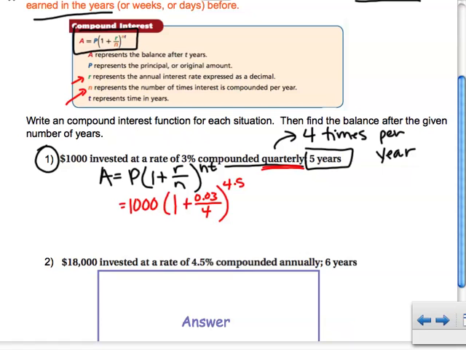And we're just kind of plugging and chugging here, guys. 1,000 times, and grab that calculator, 3/100 divided by 4 is a fairly small decimal, plus 1, 1.0075, and then up here we'll have 20. From there, I can just simply plug that into my calculator again to the 20th times 1,000. So we have a final answer. I guess it's A in this case.